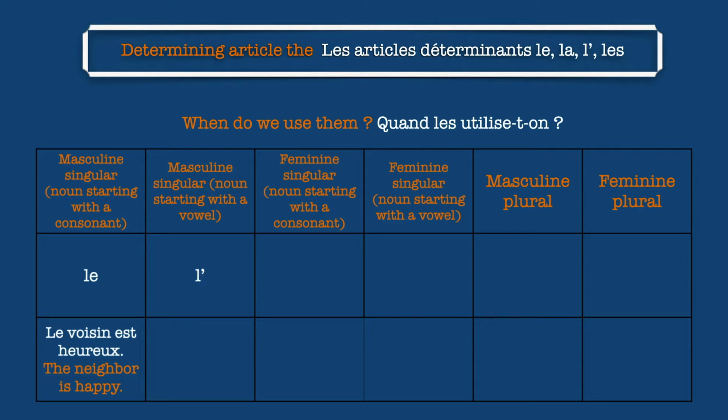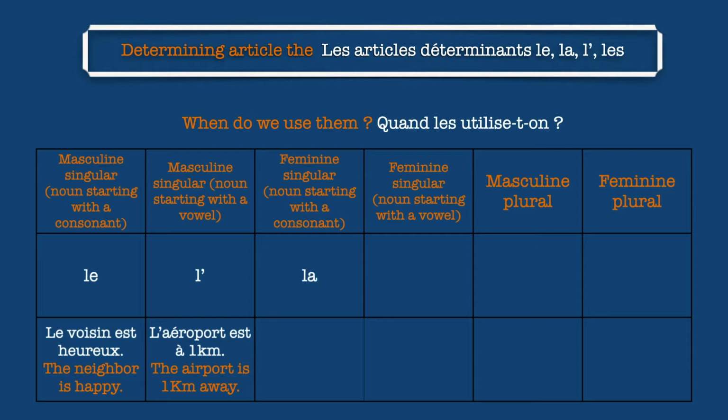Second case is almost the same as previously, the only difference is that the noun is starting by a vowel or an H, and in this case, we use the letter L with an apostrophe. L'aéroport est à 1 kilomètre. The airport is 1 kilometer away. The noun is masculine singular, and its first letter is the vowel A, so we use L with an apostrophe.